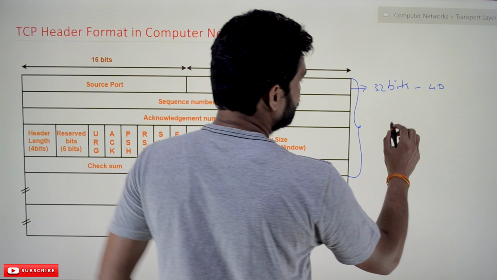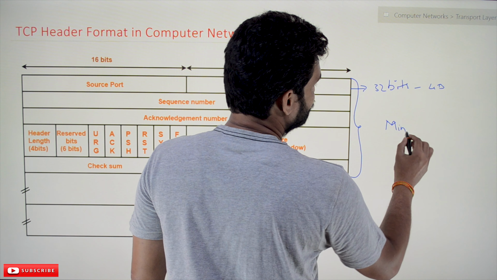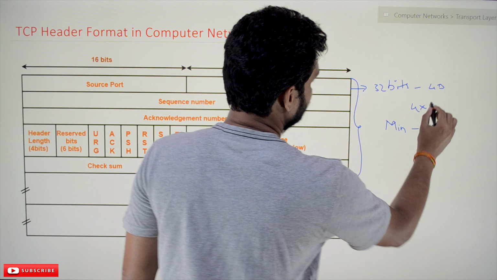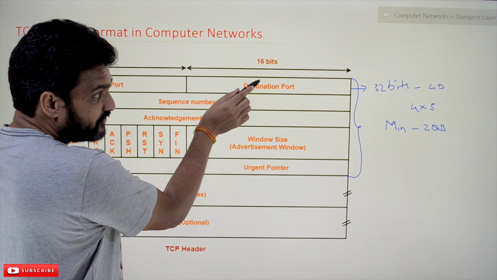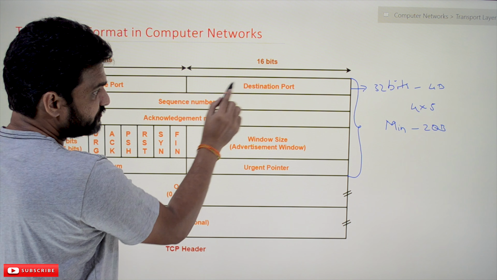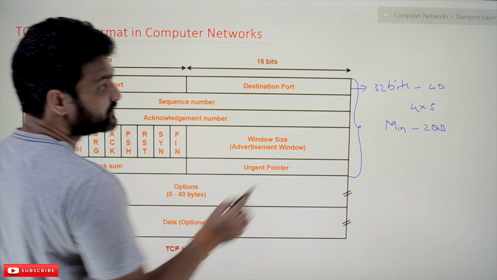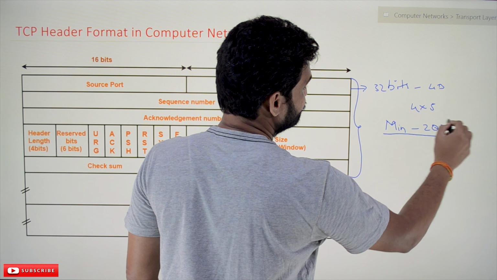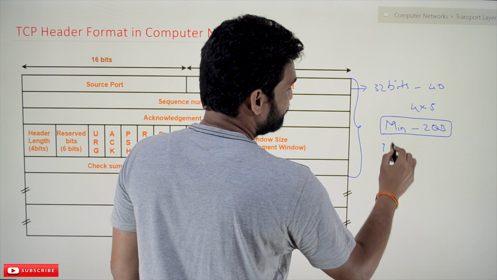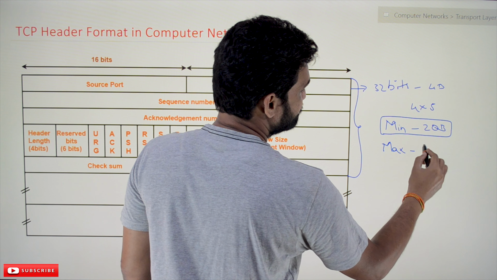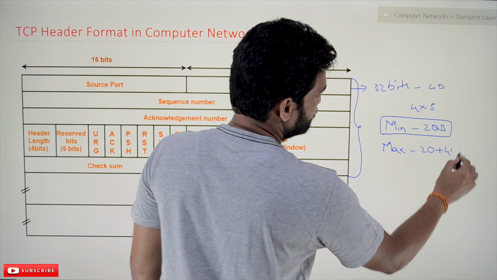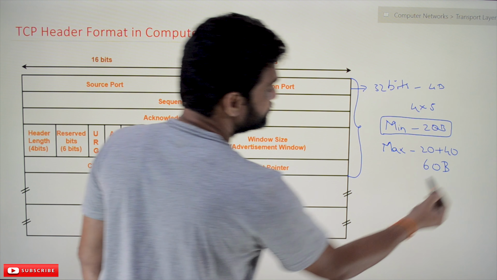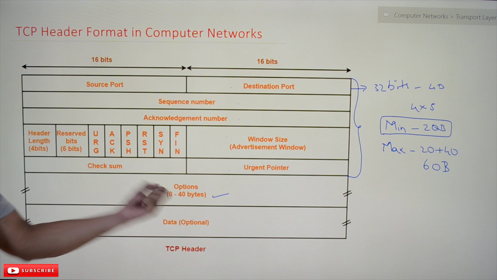So the minimum size of the TCP header is 20 bytes, 4 into 5. As we have 5 rows and each row has 4 bytes capacity, 1, 2, 3, 4, 5 rows, we get the minimum size. The minimum size of the TCP header is 20 bytes, and the maximum size is 20 plus 40, where 40 means the options, which is 60 bytes.